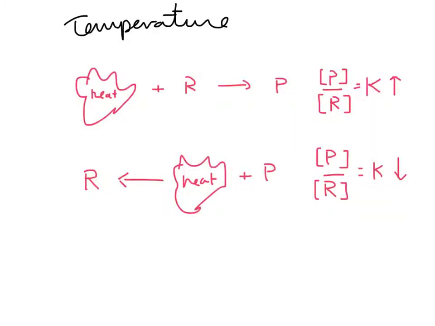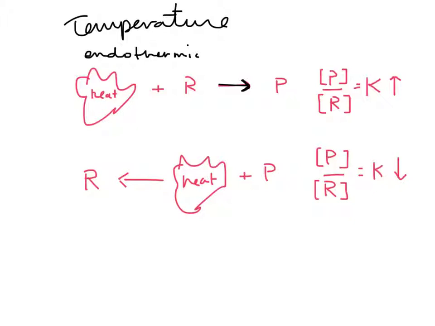And lastly, the effect of temperature. In situations where we're changing the temperature, we can think of that heat as a reactant or a product. In endothermic reactions, where delta H is positive, we can think of heat as a reactant. In other words, the system is taking in heat, and that's going to, like adding a reactant to an equilibrium mixture, shift the equilibrium towards the product side.